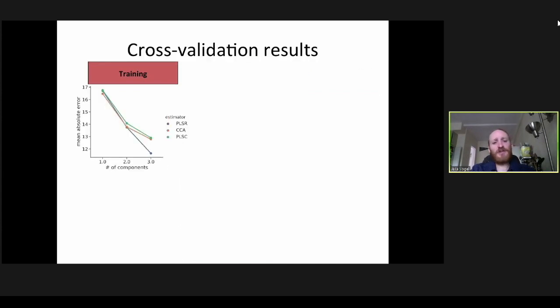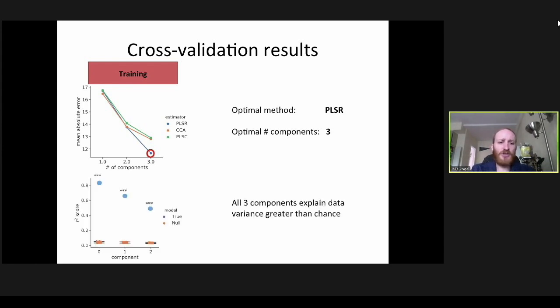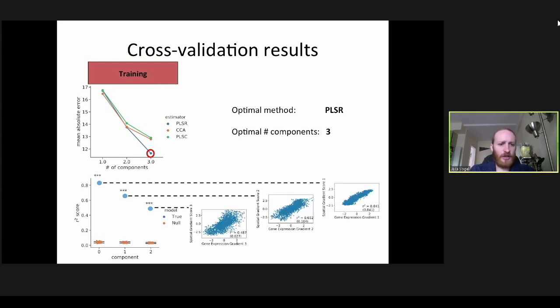So we tested 3 different types of cross-decomposition models, as you can see here. And we tested this with up to 3 components using cross-validation. And we found that the optimal model used partial least squares regression and 3 components. We also saw that all 3 of these PLS components explained variance in the spatial data that was greater than expected by chance by a large degree. And here, I'm visualizing each of the 3 latent PLS component covariates.